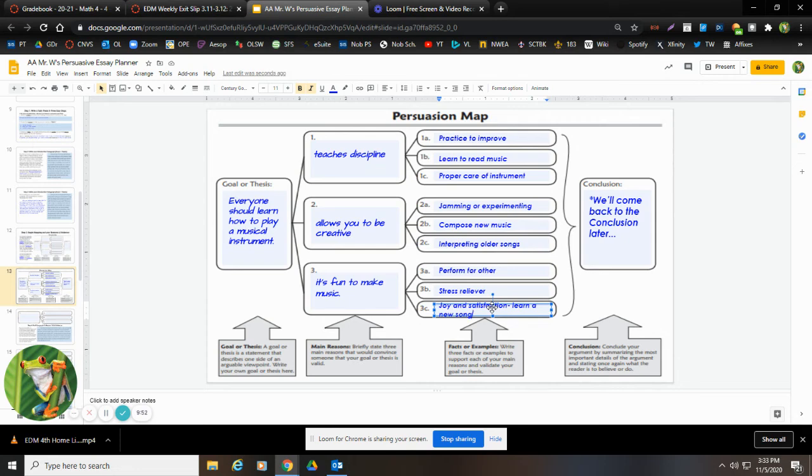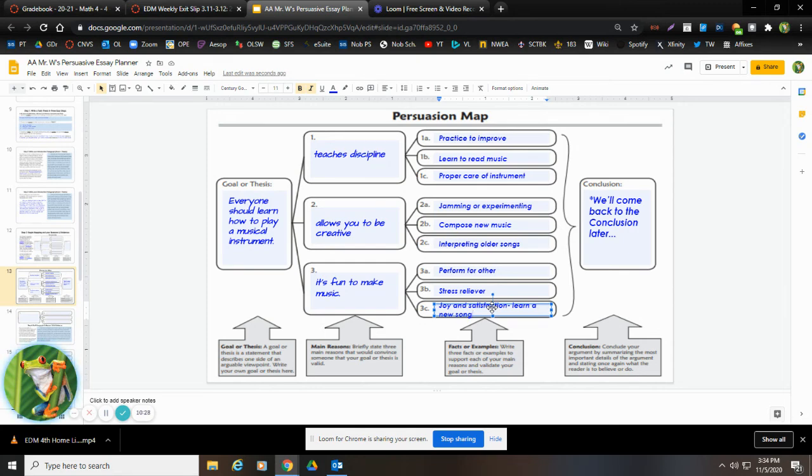As you can see, I have mapped out a bunch of different examples, little pieces of evidence that I can use in my paragraphs that help reinforce my reasons. Each of these reasons helps reinforce my thesis: everyone should learn how to play musical instruments. The more facts and evidence I gather, the better and stronger the case I can make for you, the reader, to believe what I am trying to tell you in my persuasive essay.